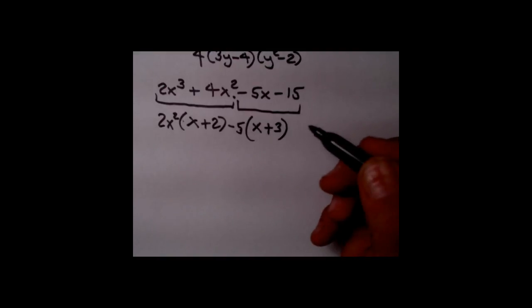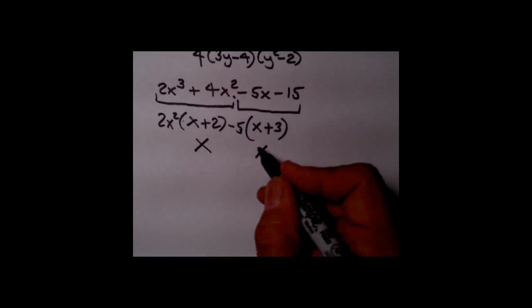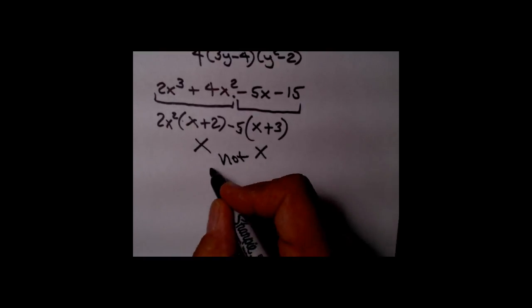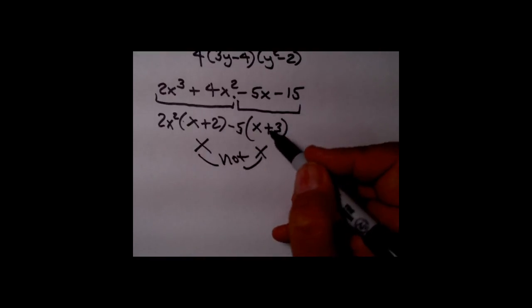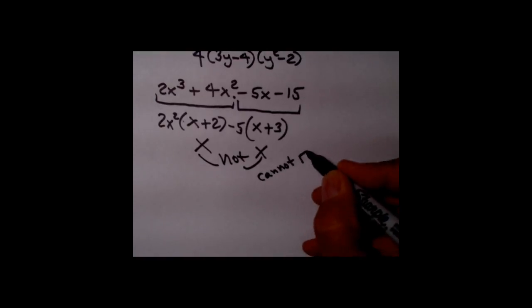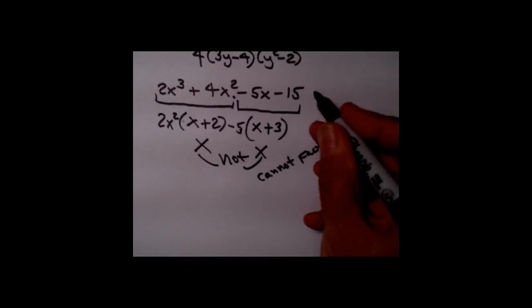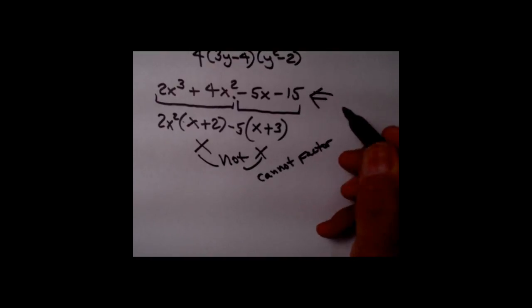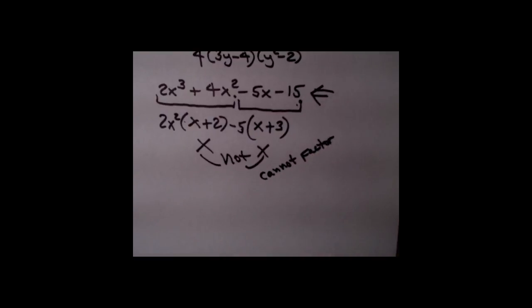Okay. Oops, look at this. These guys are not the same. Okay? They don't work here. This is x plus 2. This is x plus 3. So that means we cannot factor this. Okay? And so you simply go back and say, okay, you just have to leave the problem unfactored like it is right here.